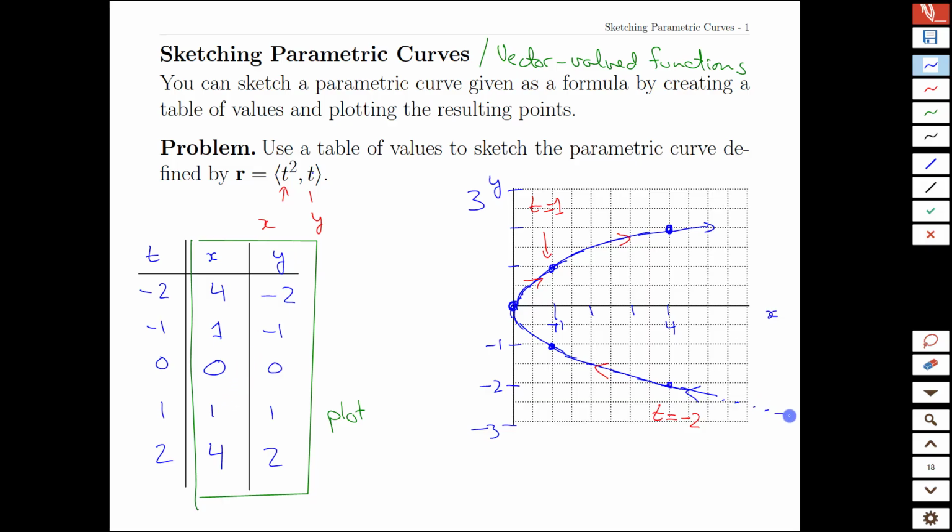And what we can see is that the y values are constantly increasing. The x values, looking left to right, are going down first, then bouncing back up. And together they trace out this sideways parabola.